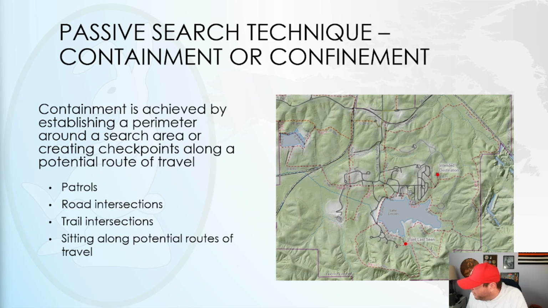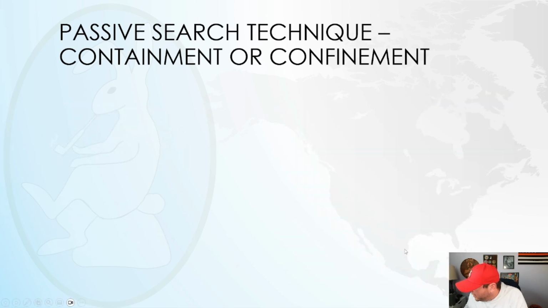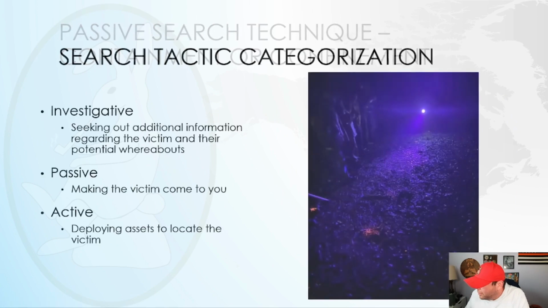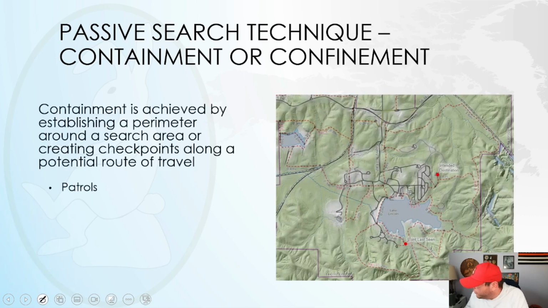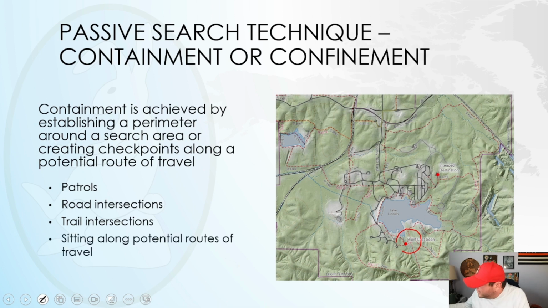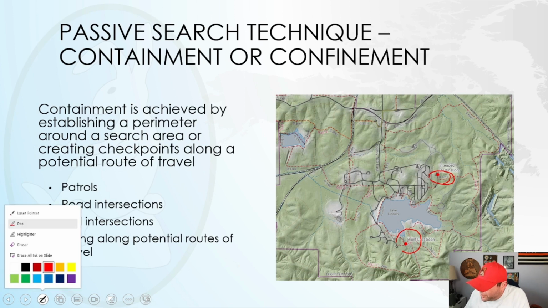So looking at the example here, if we have our victim sitting down here at this point last seen, this is where we last saw them. Their intended destination is over here on the other side of the lake. As you can see by the trails and the roads, there are many different routes that they could have taken to get there, which means there are many decision points along the way where something could have potentially gone wrong for them. So how we would deploy containment here is we would look at areas where there are trail intersections.